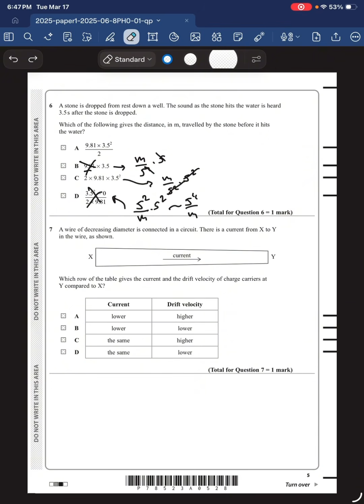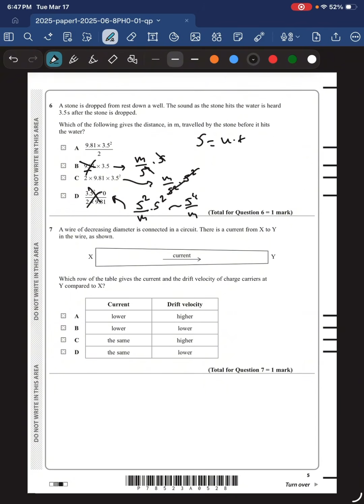Actually, I'm not going to erase it. I'm going to leave it there for those of you who want to study it. Anyway, we can use the suvat equations. S is given as the initial velocity times time plus 1/2 at squared. A stone is dropped from rest, therefore the initial velocity is 0. So we can see immediately that the answer is 9.81 times 3.5 squared over 2, which is answer A. I just wanted to show you guys that you can actually eliminate some of the answers sometimes. Okay, 7.